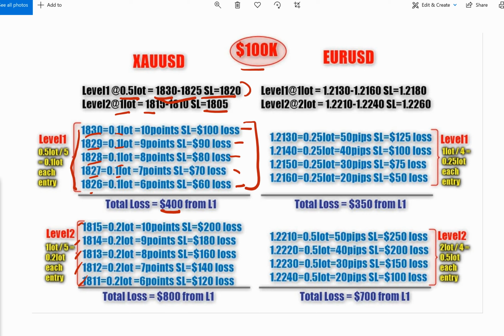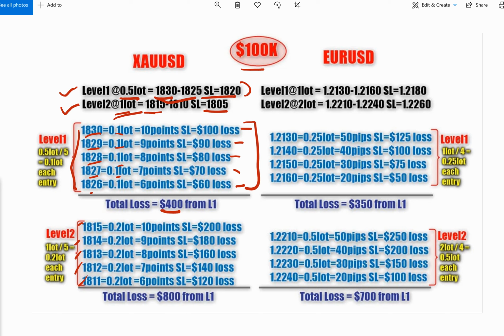Why have we doubled the lot size, why have we increased the risk? The reason is just that level 2 is stronger than level 1. So there are chances that from level 1 the client can get the profit, but if the SL hits for level 1, then level 2 is even stronger than level 1. So here the chances of getting the profit increase, so we increase the lot size.